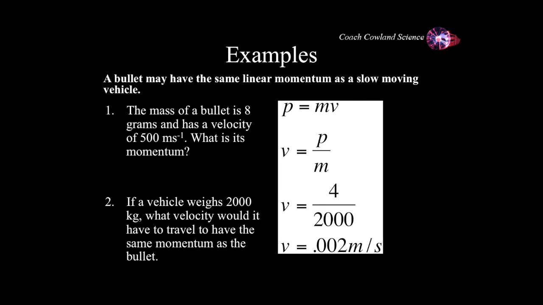So the vehicle. The vehicle has a very high mass, and we know what the momentum is going to be, so what we need to do is take p equals mv and rearrange it and make v the subject. The velocity in this case is the momentum divided by the mass. The momentum of the bullet was 4 kilogram meters per second. When we divide that by the 2,000 kilograms that the vehicle weighs, we get a velocity of 0.02 meters per second, which is extremely slow. That's about 2 centimeters per second.